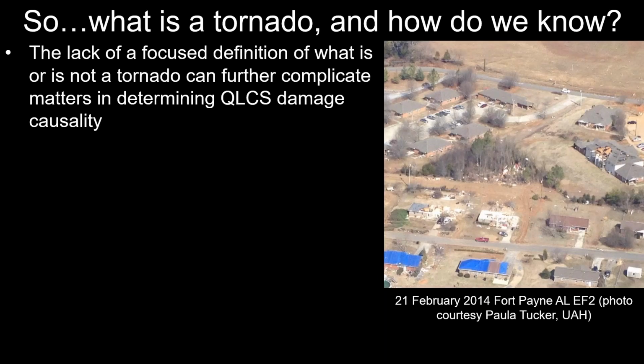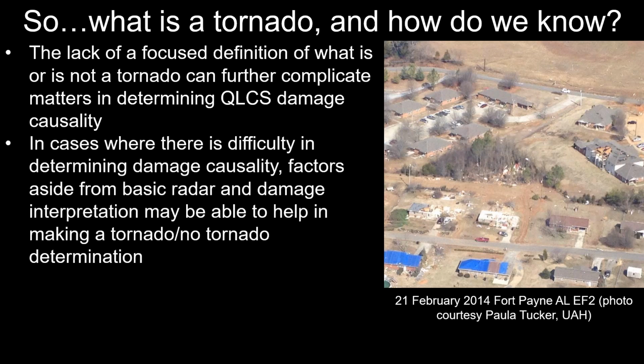So the lack of a focused definition of what is or is not a tornado can even further complicate matters in determining the QLCS damage causality, just by the broadness or the vagueness of the definition, right? So given that the definition of what is or is not a tornado is vague, and QLCSs can cause damage in different ways, and even mesovortices themselves can cause damage in different ways, we can start to use factors aside from basic radar and damage interpretation to help in making a tornado, no tornado determination.